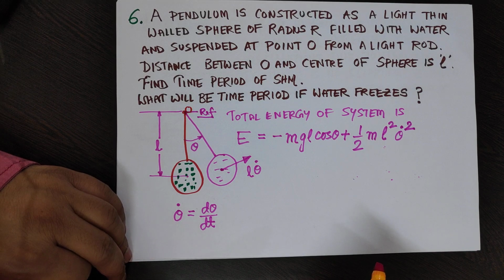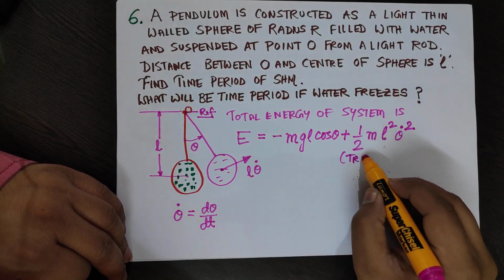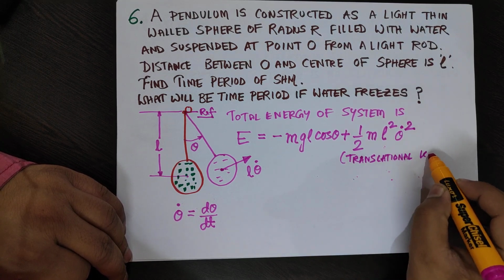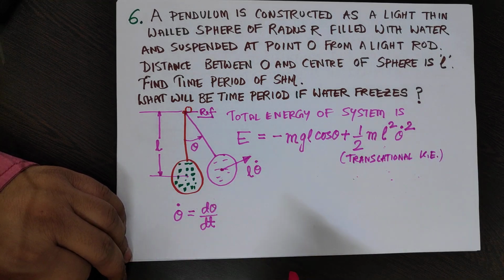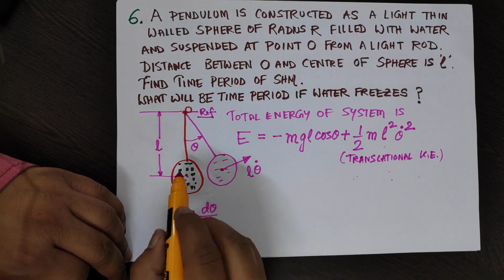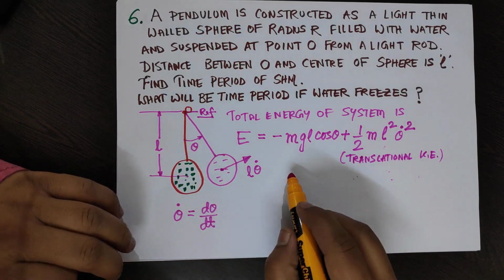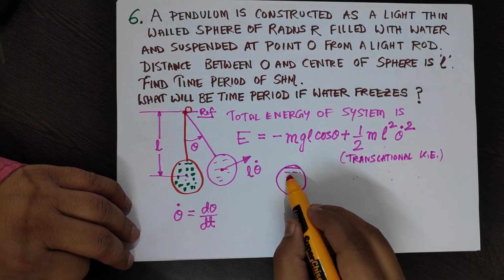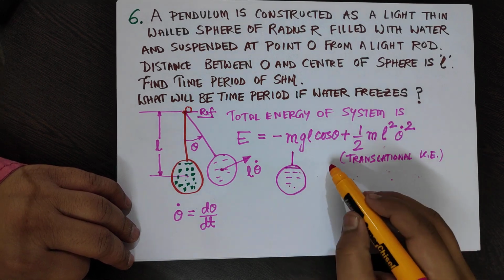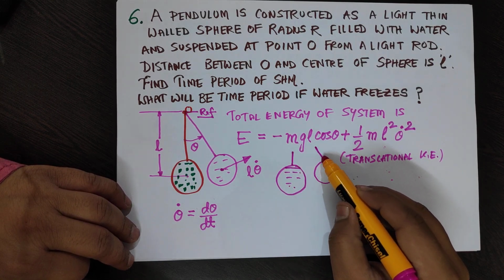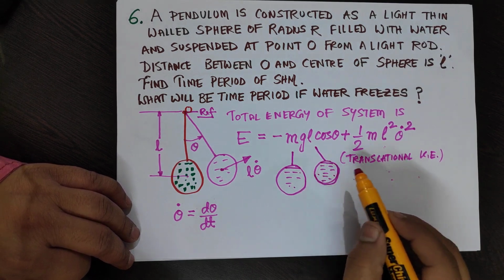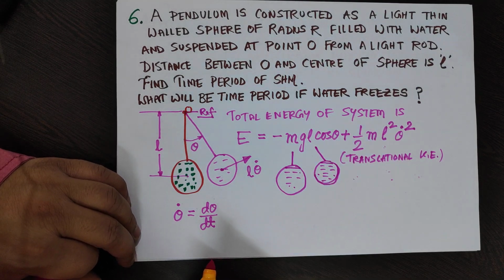Now it involves only the translational kinetic energy. Why? As the water does not rotate, simple as that. That means the level of water, suppose there is a small gap and this is the level of water when it was straight, and when it goes up, water will maintain its own level. So the orientation of the water does not change.